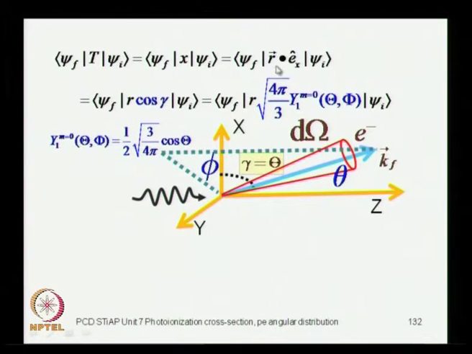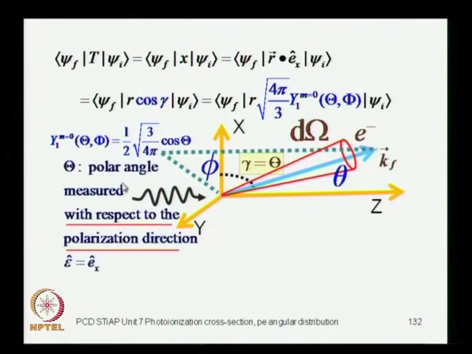So, we take the r dot Ex, Ex is the direction of polarization, and this angle is cosine gamma. So, this is the gamma, which is the angle between the polarization direction, which is along Ex, and the photoelectron escape direction. So, this is like measuring a polar angle not with respect to the z axis over here, but with respect to the direction of polarization. So, theta, this is an uppercase theta as opposed to this theta. So, there are two theta angles.